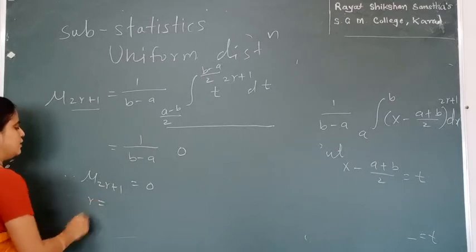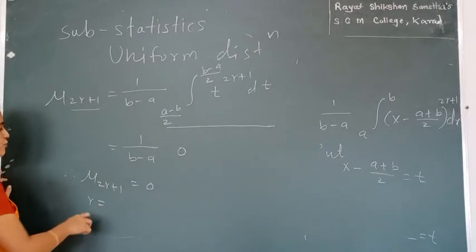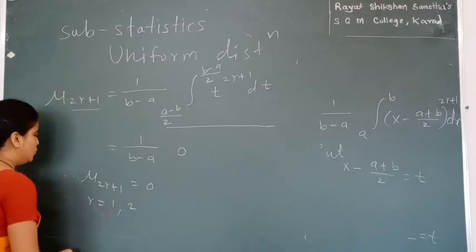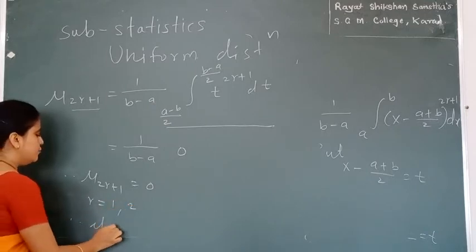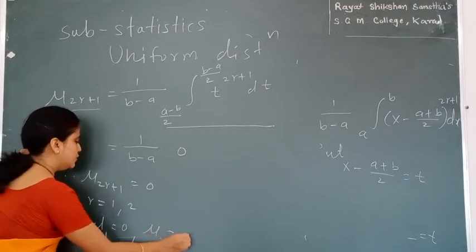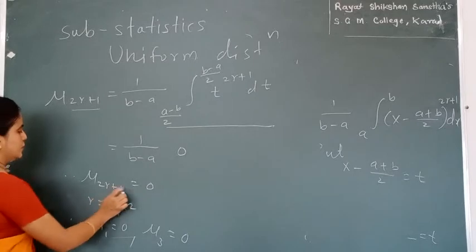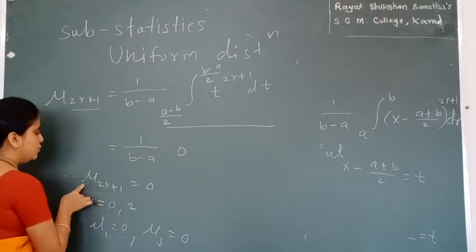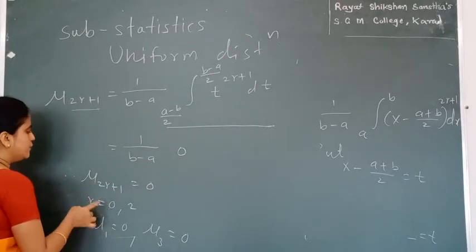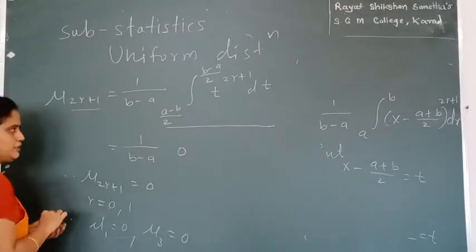Now to get the values of central moments of odd order, we put the value of r as 0 and 1, and hence we get mu 1 is equal to 0 as well as mu 3 is equal to 0. That means if I put r as 0, we get mu 1, and if I put r as 1, then I get mu 3.